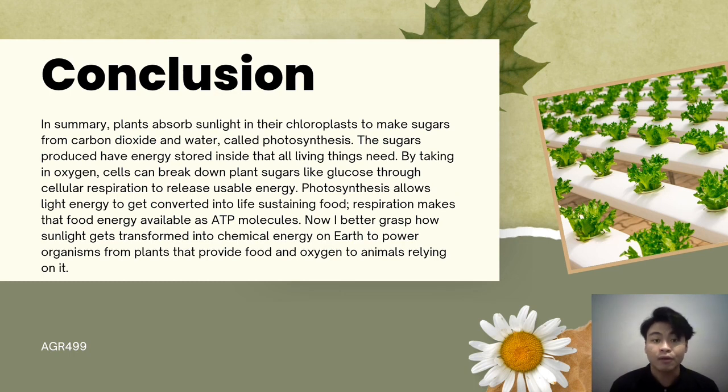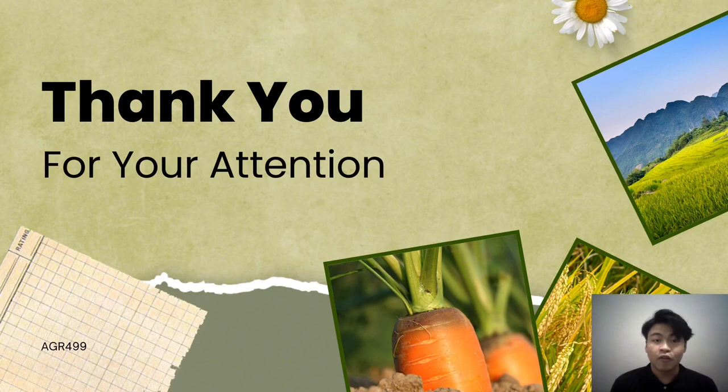Now I better grasp how sunlight gets transformed into chemical energy on Earth to power organisms, from plants that provide food and oxygen to animals relying on it. That's all for my presentation.